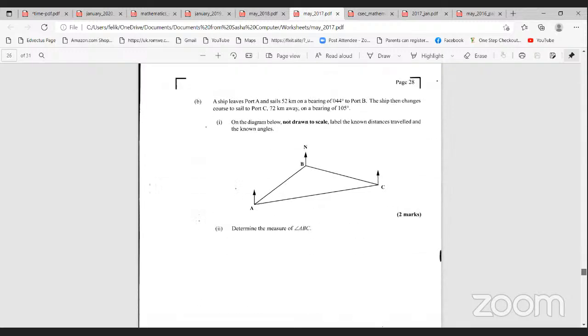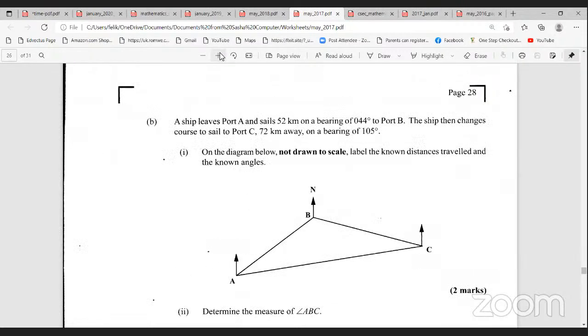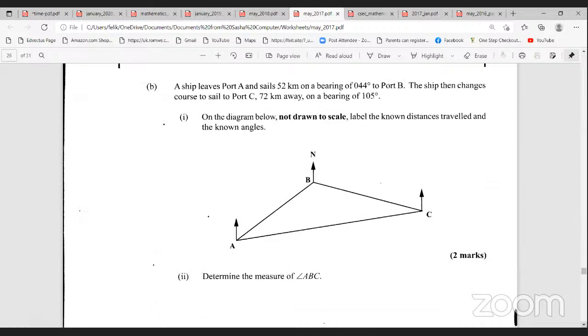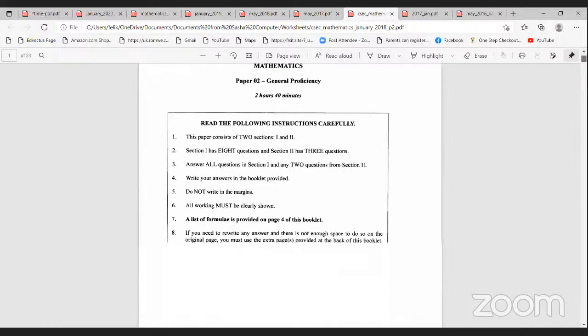I'm looking for another bearings question. Oh, here goes one. All right, go ahead and screenshot this one for me. Take a screenshot of this one. Yes, miss, I took the screenshot. Okay, so start working on that one now. Everyone is working on that one. I'm going to give you another one to go as well.